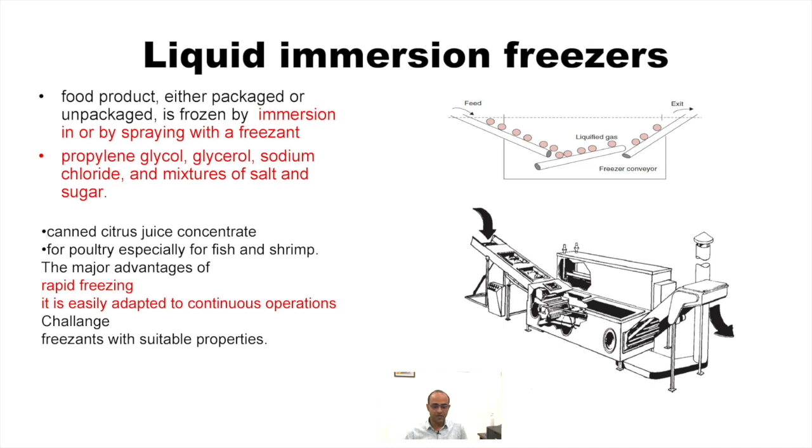At the same time, it is very important to select the freezant very carefully depending upon the product type. For example, for canned citrus juice concentrate, poultry, and especially for fish and shrimps, we are using these liquid immersion freezers. It ensures very rapid freezing, but at the same time, selecting a suitable freezant is a very big challenge in this kind of freezer.